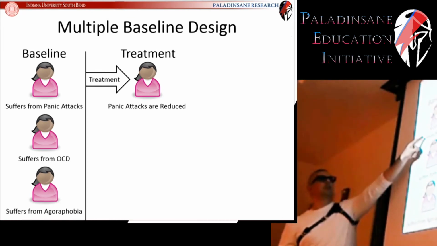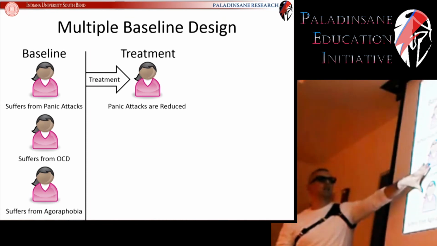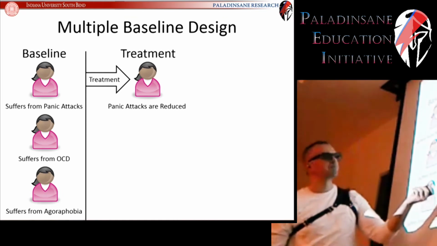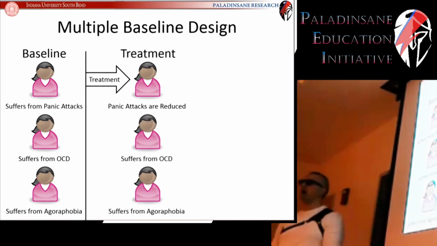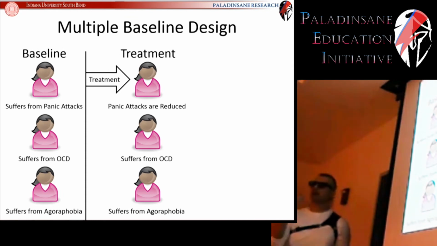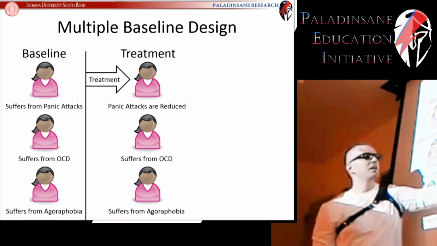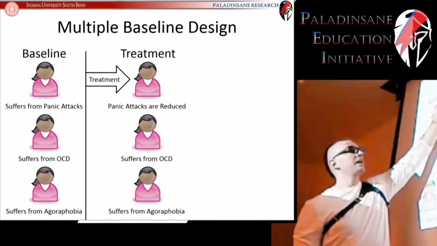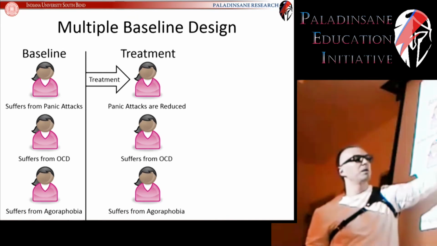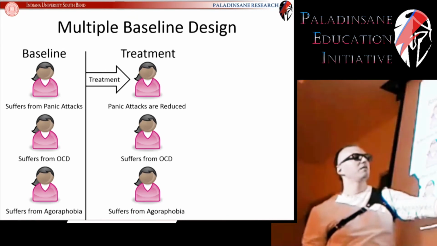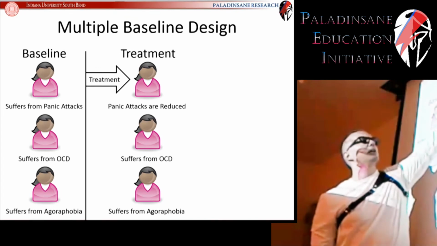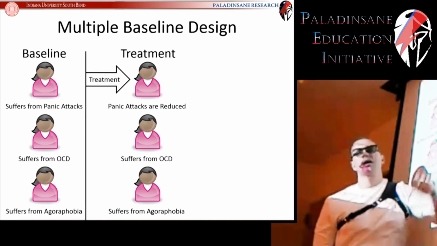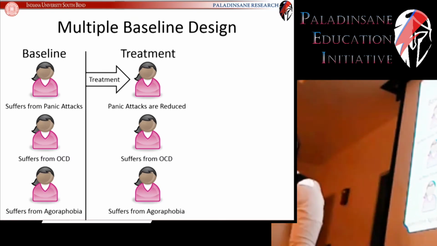So if we start treating the panic attacks specifically and leave the other two alone, and then during that treatment period, the panic attacks are reduced, but those other behaviors are not reduced, those other behaviors maintain their levels, that is good evidence that it's our treatment that caused the panic attacks to be reduced. Because again, something else could be randomly applied to any of these three behaviors. So the fact that only the one that we were treating was the one that went down gives us good evidence that it's the treatment that caused those panic attacks to be reduced.